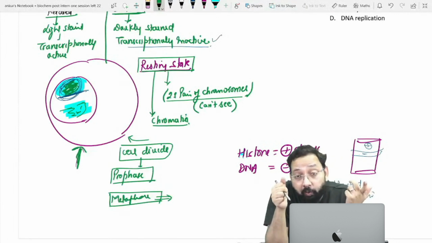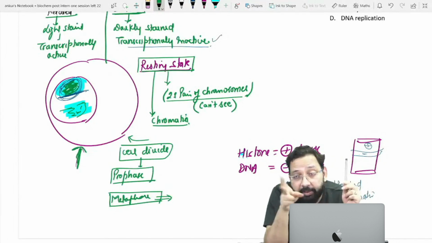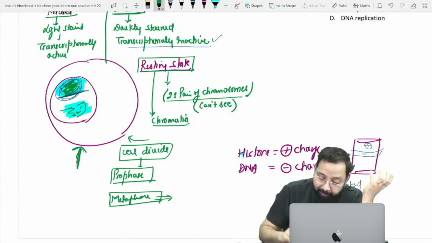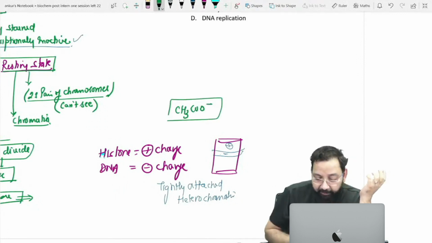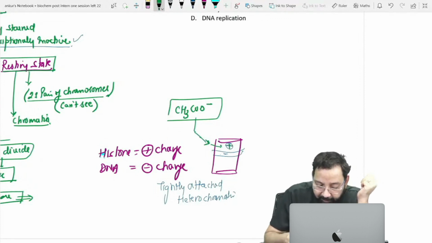We know that this is histone protein having positive charge, DNA is having negative charge. Now what I will do, we will take acetate, CH3COO minus. Acetate is having negative charge. This acetate will go and bind to histone. We will do acetylation of histone.